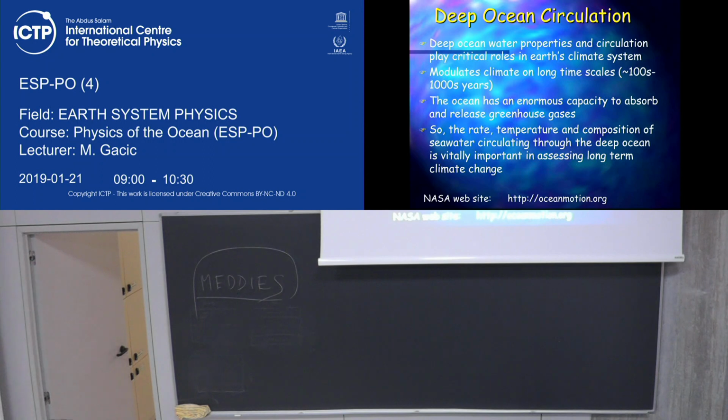So deep ocean water properties and circulation play a critical role in the Earth system climate, because of the simple fact that the major ocean water volume is there. It modulates climate on long time scales, hundreds to thousands of years. The ocean has an enormous capacity to absorb and release greenhouse gases. This is another thing we'll maybe be touching a little bit upon in the coming hours. So the temperature and composition of seawater circulating through the deep ocean is vitally important in assessing long-term climate change.